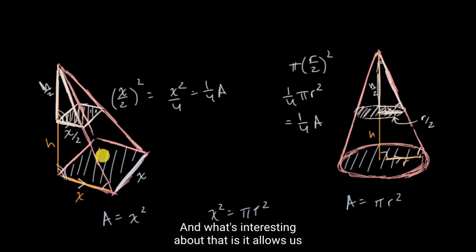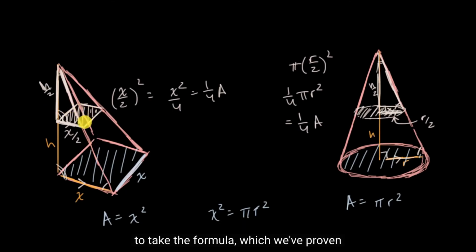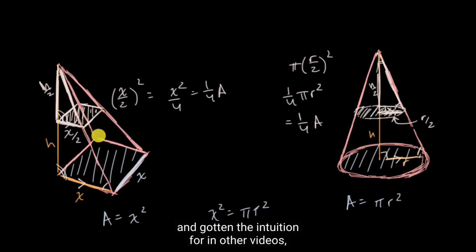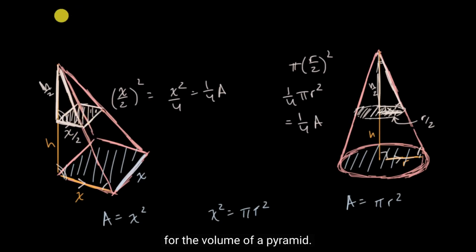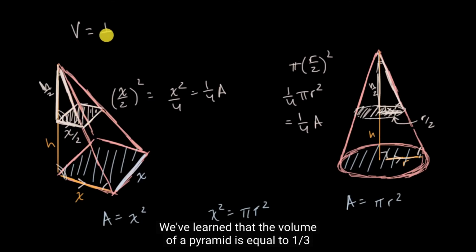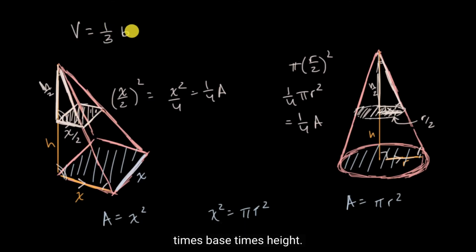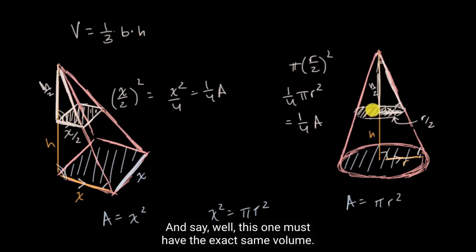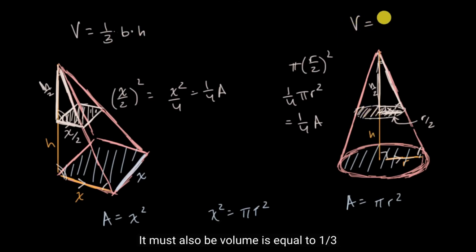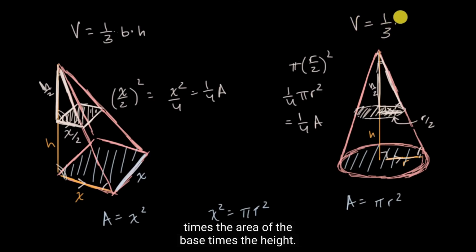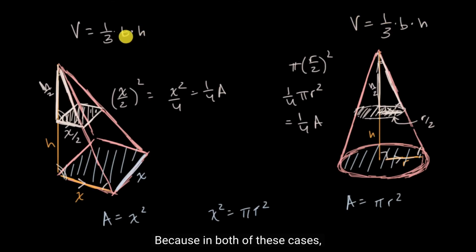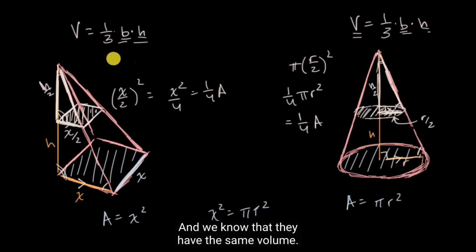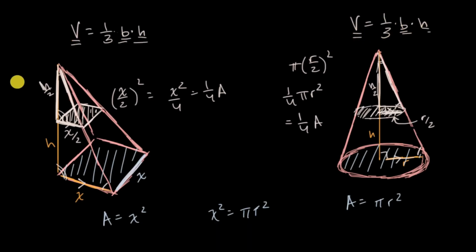And what's interesting about that is it allows us to take the formula, which we've proven and gotten the intuition for in other videos, for the volume of a pyramid. We've learned that the volume of a pyramid is equal to 1/3 times base times height, and say, well, this one must have the exact same volume. It must also be volume is equal to 1/3 times the area of the base times the height. Because in both of these cases, the area of the base is the same and the height is the same, and we know that they have the same volume.